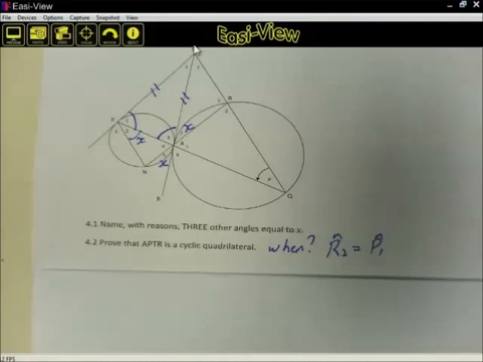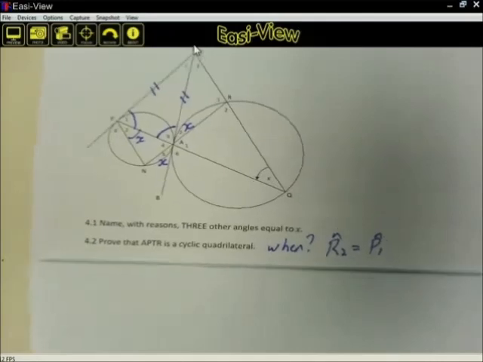Proof. Then you ask yourself a question: when? So that you should have a direction. You must know I'm working towards achieving this objective, towards reaching this destination. Prove that APTR is a cyclic quad. The question is, when will APTR be a cyclic quad? And the answer is, if R2 can be equal to P1. Now we start looking for angles that are equal to P1 and those that are equal to R2.